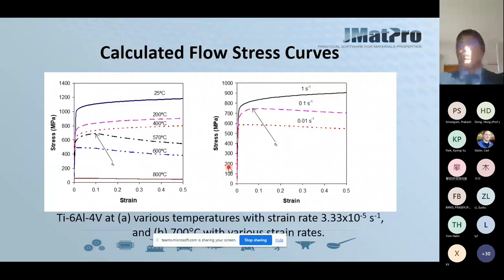So after this, we got stress strain curves, flow stress curves, because that's what we are trying to achieve, and now we have that. And we indeed, unsurprisingly, observe this kind of transition in the flow stress curves. That is, at low temperatures there is strain hardening, and gradually flow softening kicks in and becomes dominant at high temperatures.